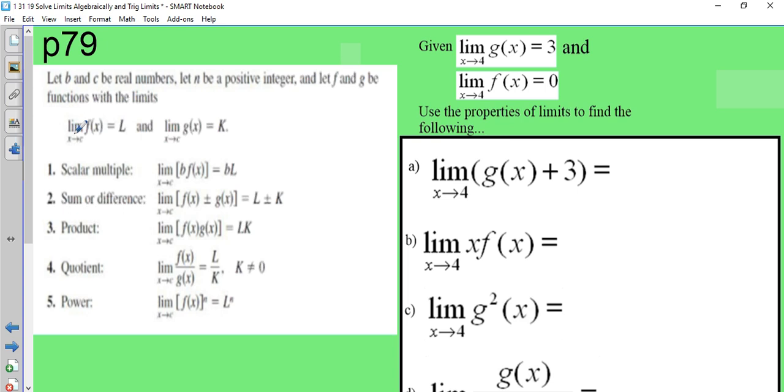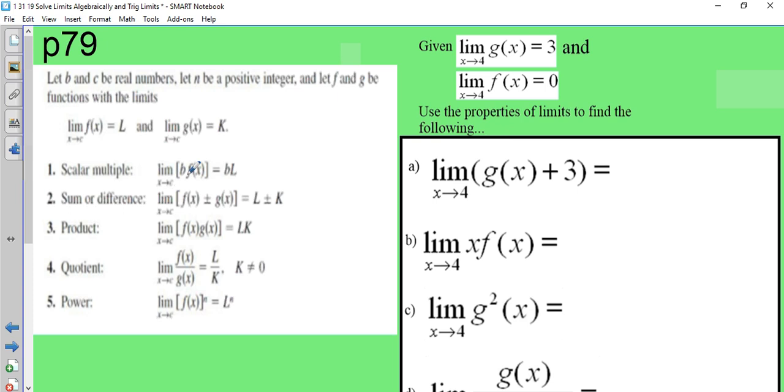you simply take the limit as x approaches c of f of x, defined as L, and the limit as x approaches c of g of x is k. Essentially, you can use these 5 different properties. Scalar multiples means that if I multiply by some constant b, it's going to be b times L, if we already know what this limit is.